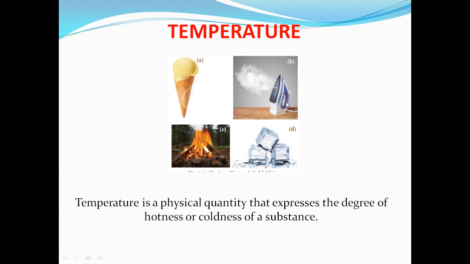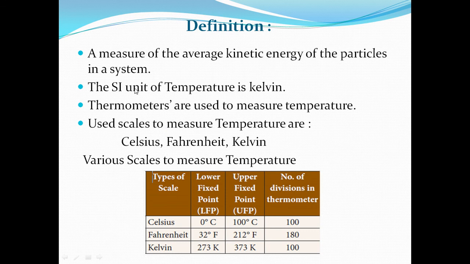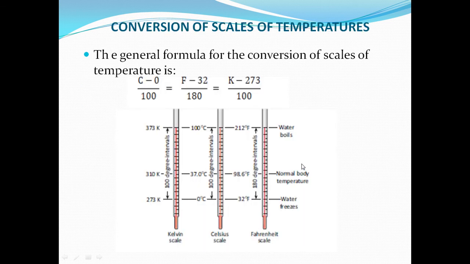Next, temperature. Temperature is the degree of hotness or coldness. It relates to the kinetic energy of the particles moving in motion. The unit of temperature is the Kelvin. The three scales used to measure temperature are Celsius, Fahrenheit and Kelvin. Next, the thermometer, with the Celsius scale, Kelvin scale and Fahrenheit scale. Next, the final formula: C minus 0 over 100 is equal to F minus 32 over 180 is equal to K minus 273 over 100, which you already know.